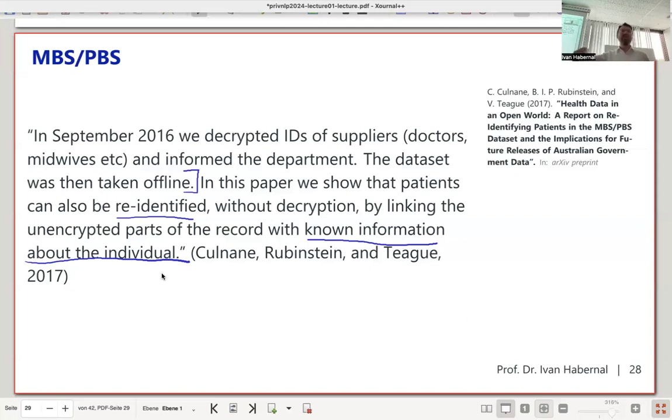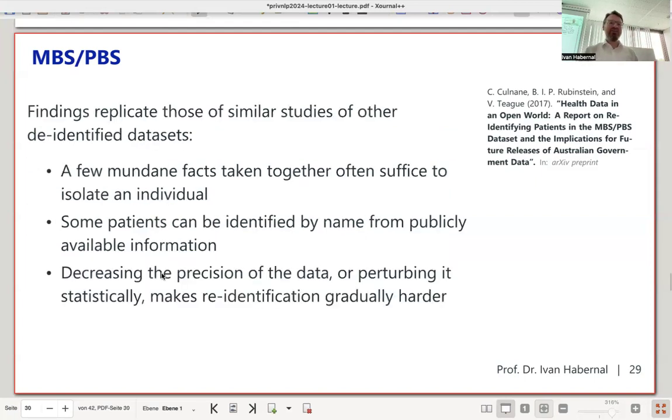So she could identify them in there. And it was like a bad thing. These findings replicate those of similar studies of other data sets. A few simple, mundane facts taken together are just enough to isolate an individual. And some patients actually were identified by publicly available information.